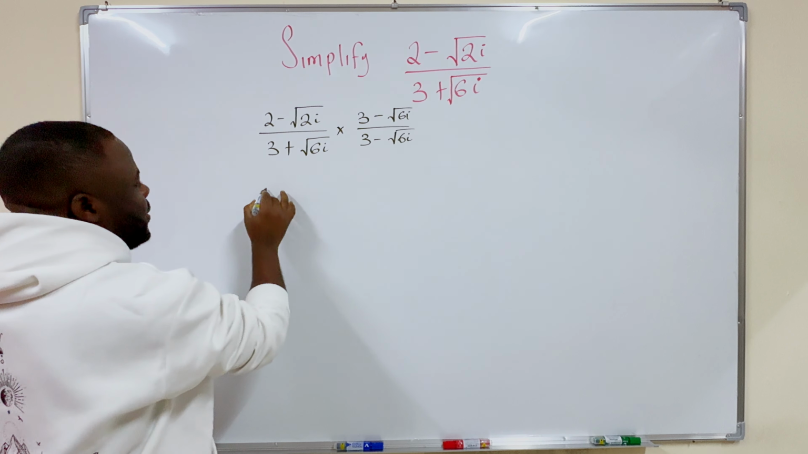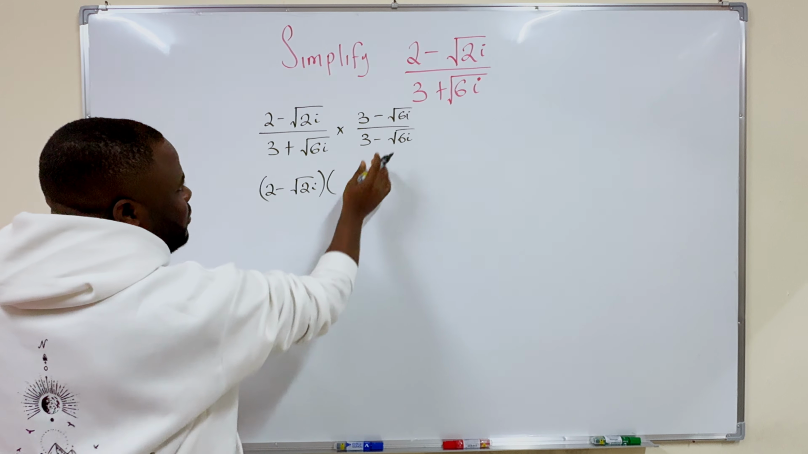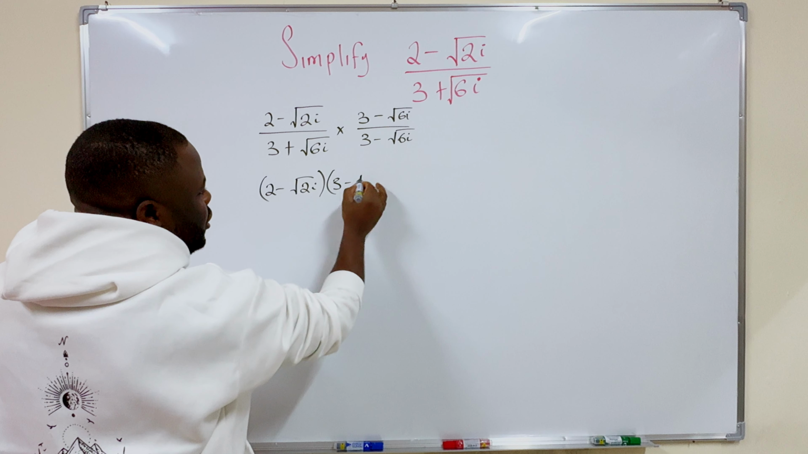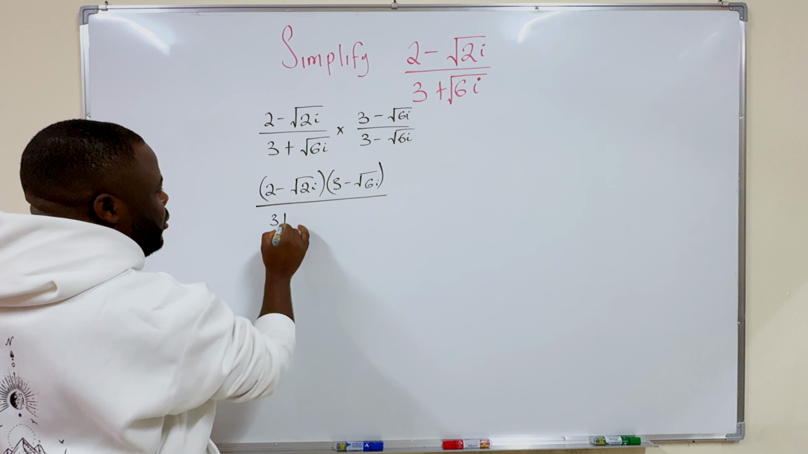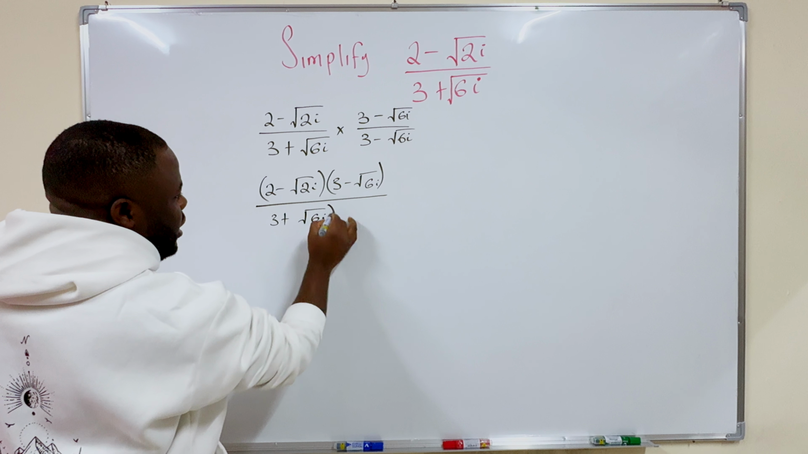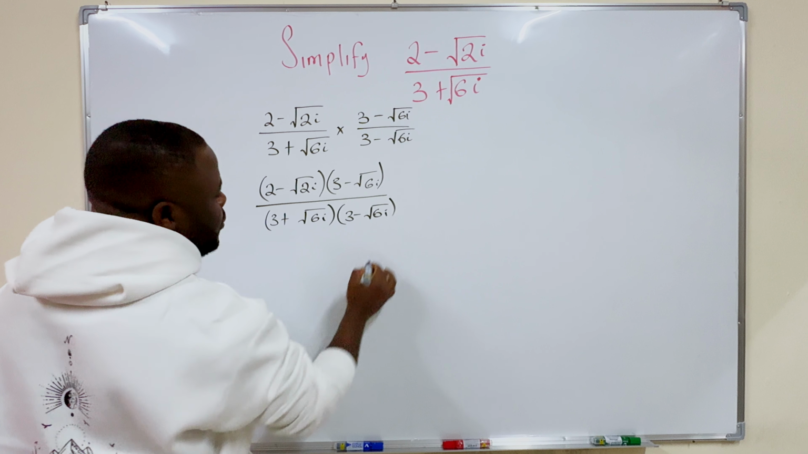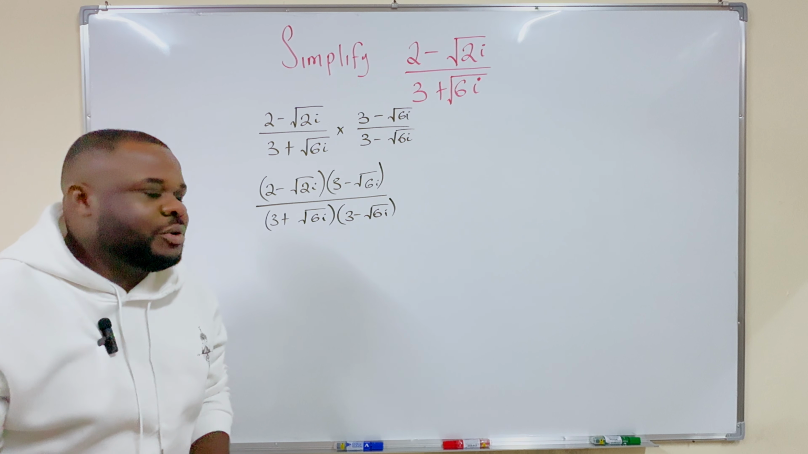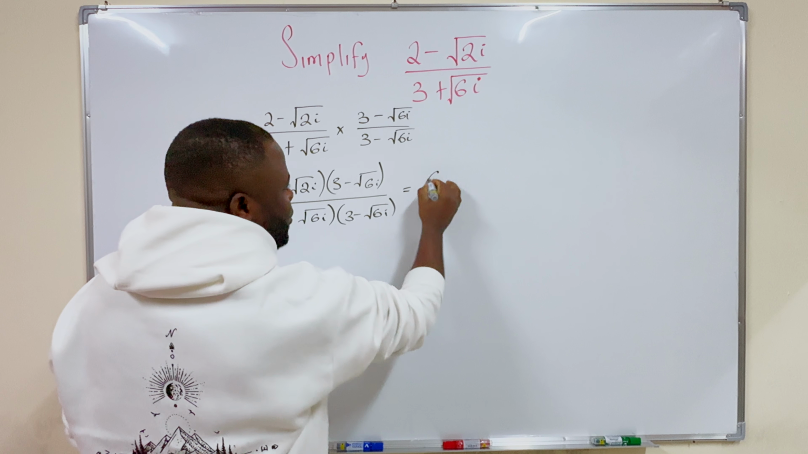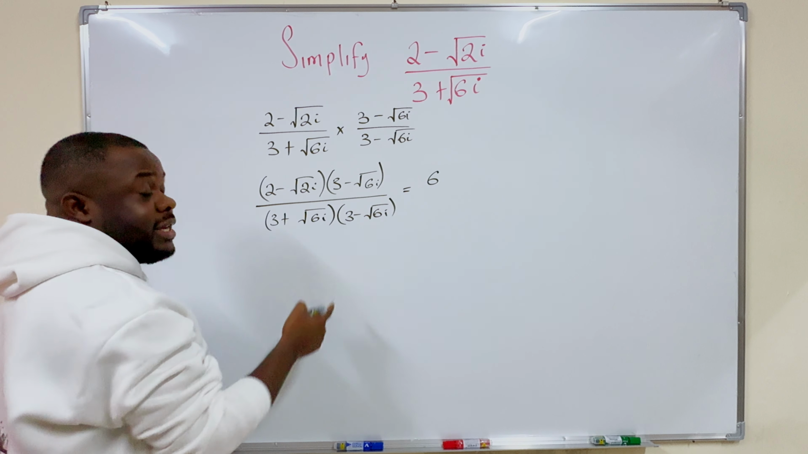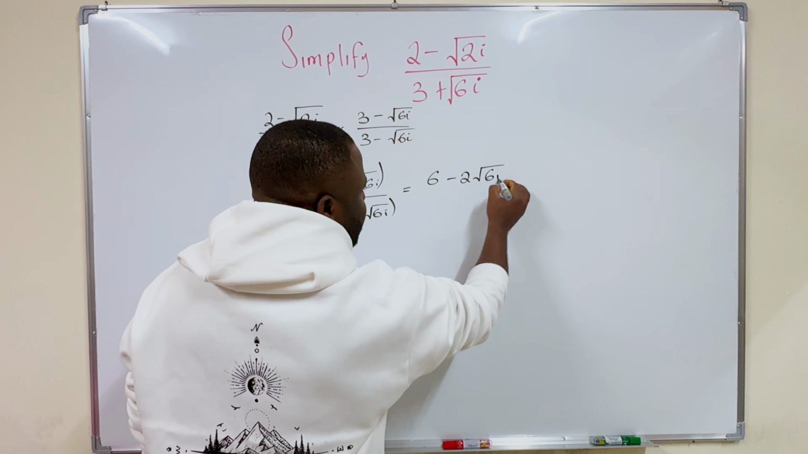So basically we'll now say 2 minus square root of 2i, in brackets, is multiplying the numerator, over 3 plus square root of 6i, then multiplied by 3 minus square root of 6i. So that is basically what it has come down to. So let's expand. We say 2 multiplied by 3 is going to give us 6. Then 2 multiplied by negative square root of 6i is going to give us negative 2 square root of 6i.